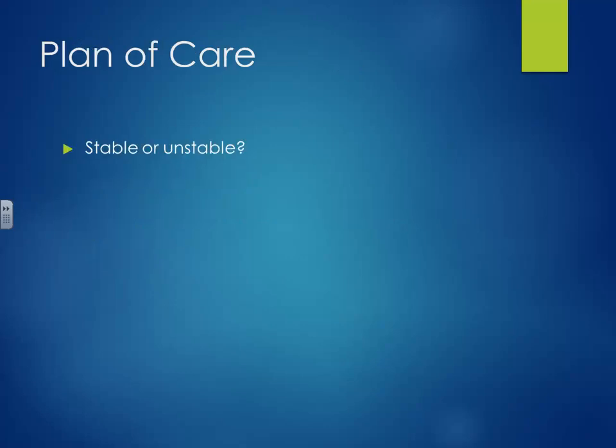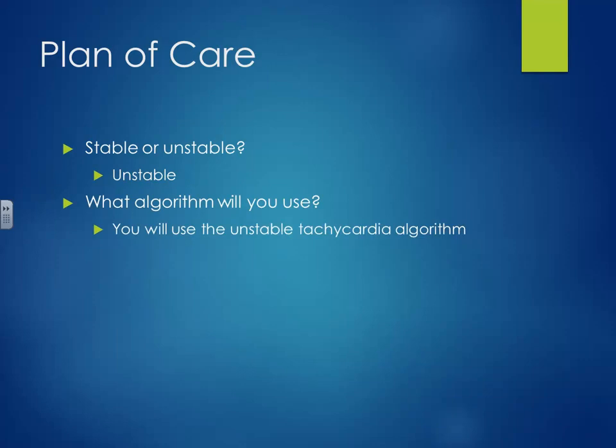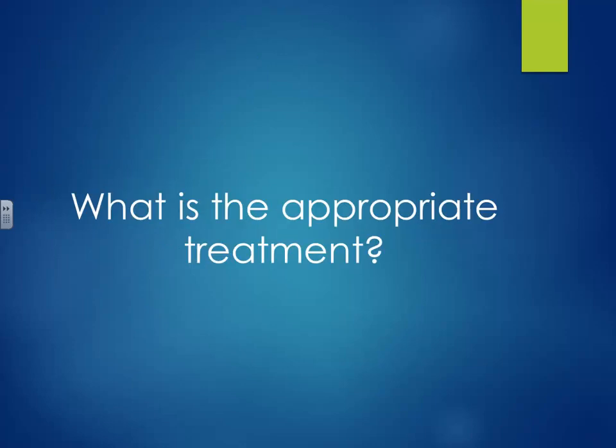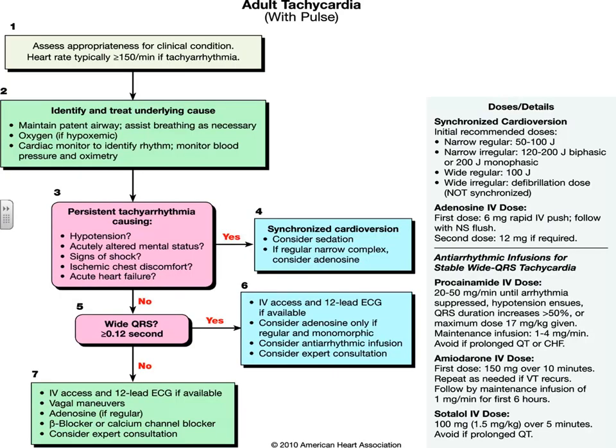So is she stable or unstable at this time? Unstable. What algorithm would you use? You would use the unstable and the stroke protocol. However, with the tachycardia, there's a couple things that you're going to have to look at as far as AFib goes.